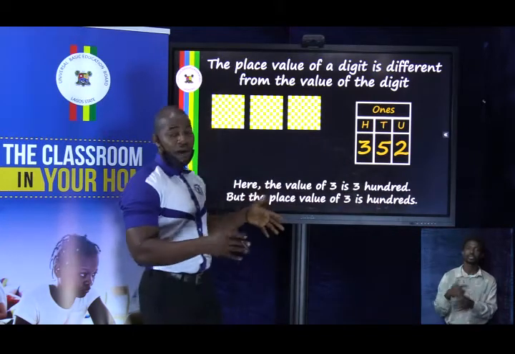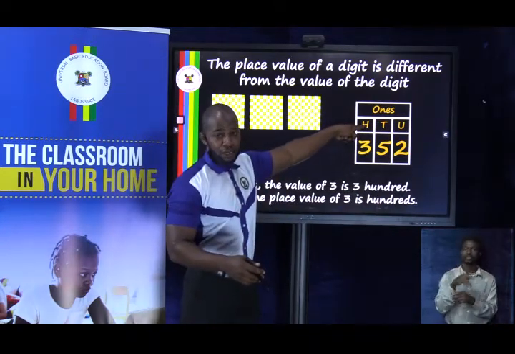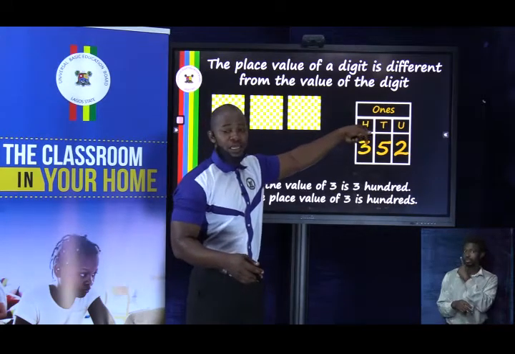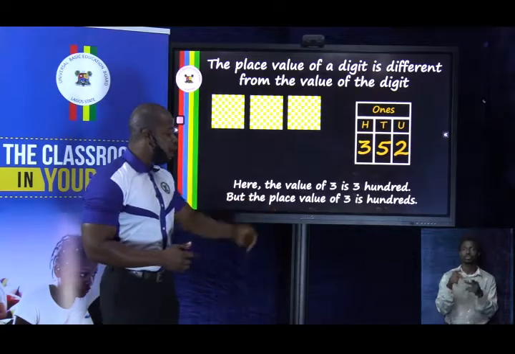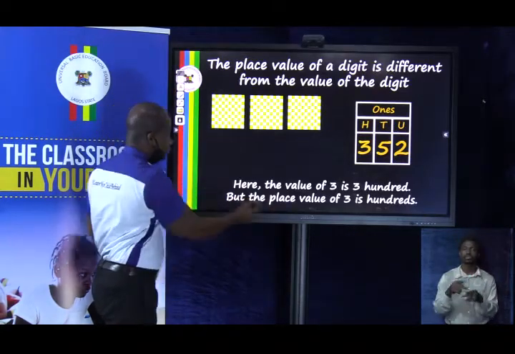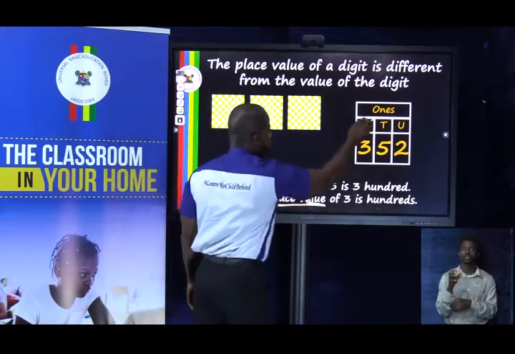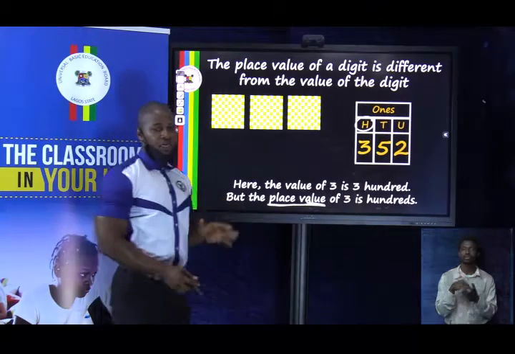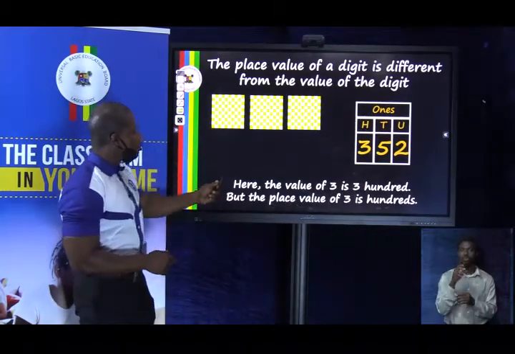But the place value of 3 here, 3 is in the hundreds place. It's counting 100. So 3 is in the hundreds place. So the place value of 3 here is this 100. It is not 300, it is 100. You'll get more chance to see what we're talking about in a few moments.